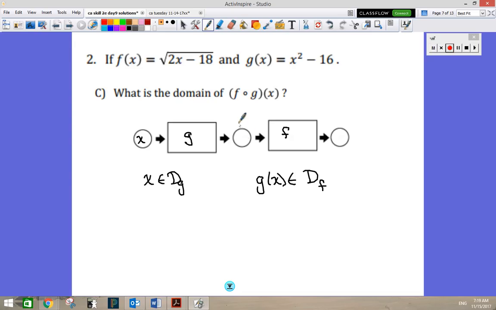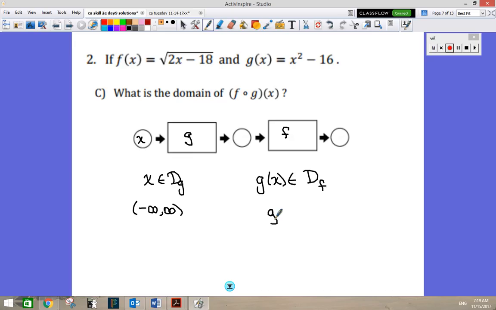We never exclude these intermediate values from the domain. We exclude values that produce that intermediate value. The domain of g was all real numbers, so we don't have any restrictions to begin with. So any number that we give g, it will produce an output. However, f is more picky.